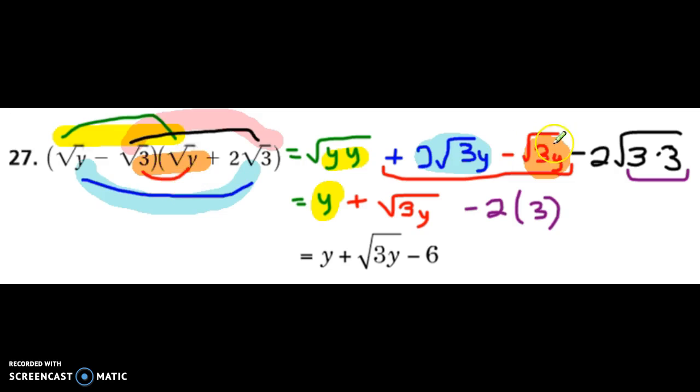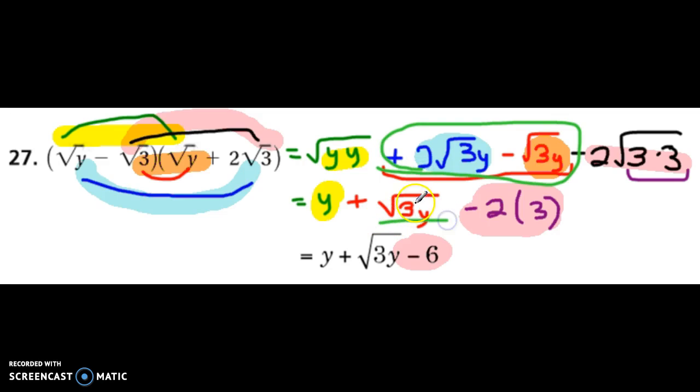And then I'll do my last terms. I have negative 2, 3 times 3. I have the set of 3's that come out. That's how I got negative 2 times 3. That's how I got minus 6. I'm going to combine my like terms. These two middle terms are my like terms. That's how I got square root of 3y. And that's how I got that solution.